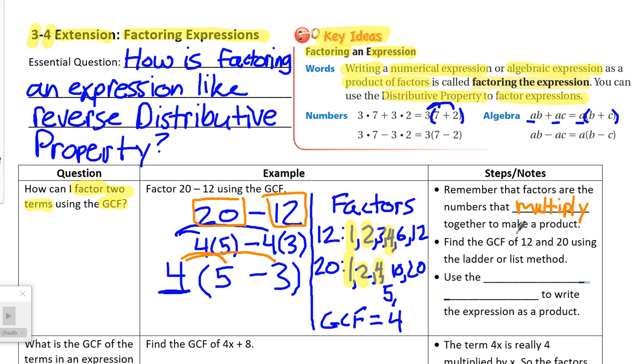Find the GCF of 12 and 20 using the ladder or list method. We didn't do the ladder this year. We just did the list method. And then we use blank blank to write the expression as a product. We use the distributive property, kind of backwards, to write the original 20 minus 12 as a product. That means 4 times the quantity 5 minus 3.